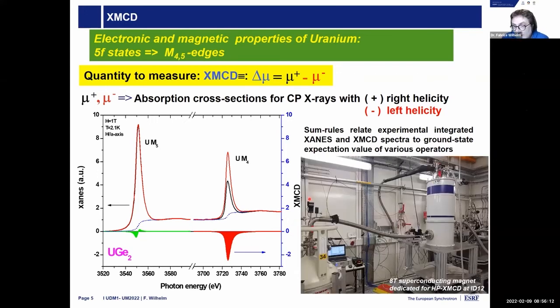So for that, we need a dedicated experimental station that allows us to measure high pressure XMCD. Here I show you this experimental station that is located at the ID12 beamline. We have a magnet which is equipped with an 8 Tesla superconducting magnet. The beam is coming from the right side. The cryostat is inserted in the warm bore of the solenoid magnet of the 8 Tesla superconducting magnet. It can be cooled down using a cryostat, using a transfer line.